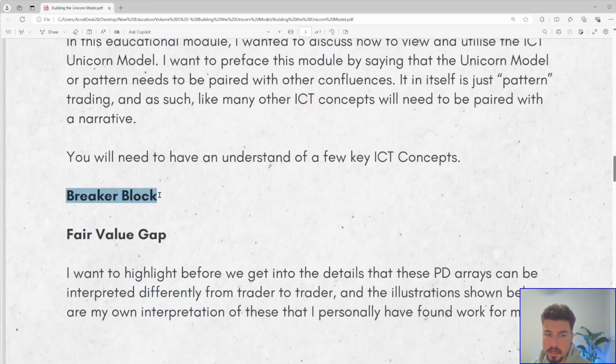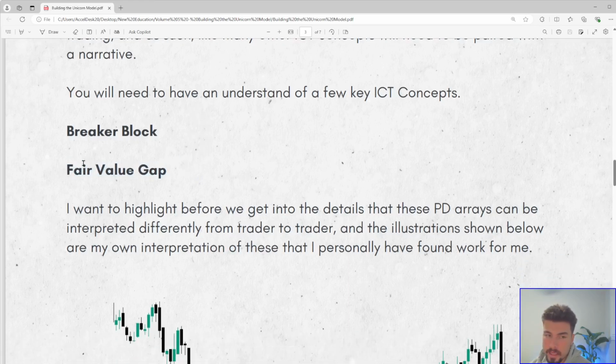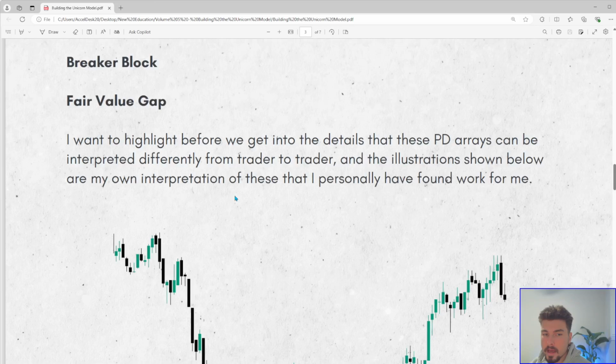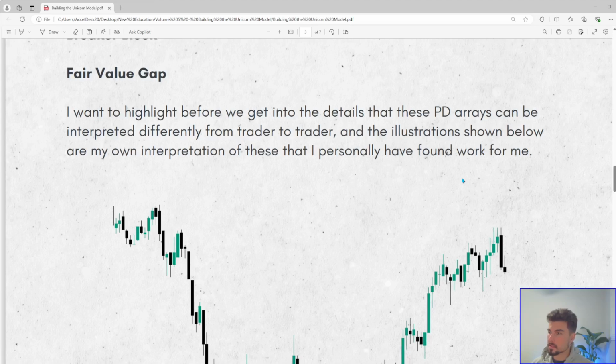You need to understand breaker blocks, and you need to understand fair value gaps. I think a lot of people already understand fair value gaps. Breaker blocks, people have different interpretations, and that's all I'm saying here. For me, the things I'm going to illustrate in this module and in this PDF that I'm going through are what I've personally used and what I've personally seen to work.